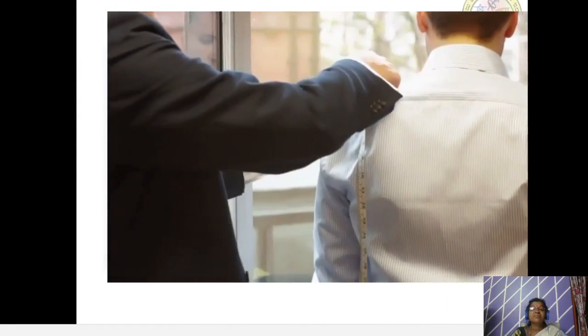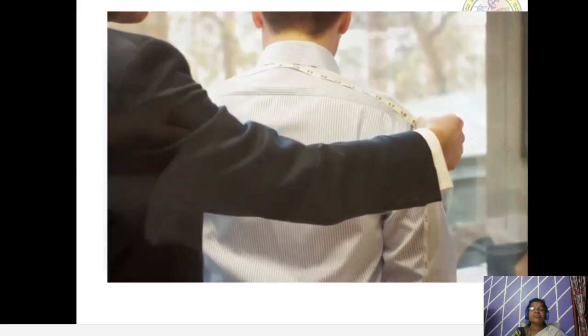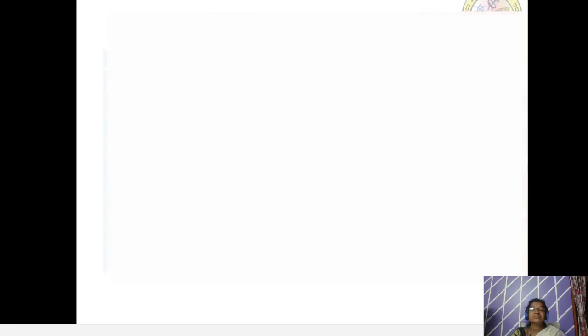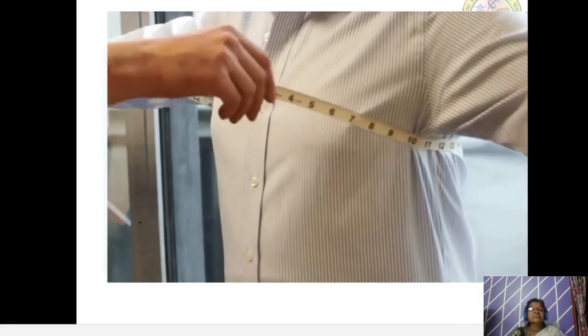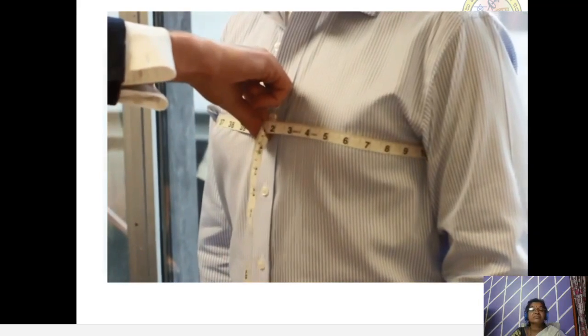Measure from one tip of the shoulders, where the shoulder bone is, all the way across the arch of the back to the other shoulder bone, from tip to tip. The fifth measurement is the chest measurement. Measure all the way around the chest, and where the tape measure meets again in the middle, have one finger between the chest and the tape measure.